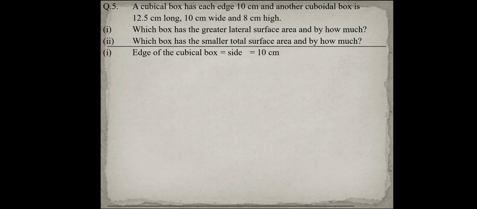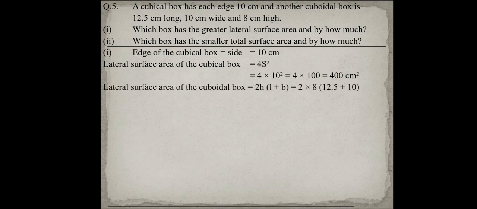Lateral surface area of the cubical box. Lateral means the four walls of that cubical box. Four walls mean four faces, four faces surrounding. It means 4 into s square. That is the lateral surface area of the cubical box. 4 into 10 square equals 400 centimeter square.